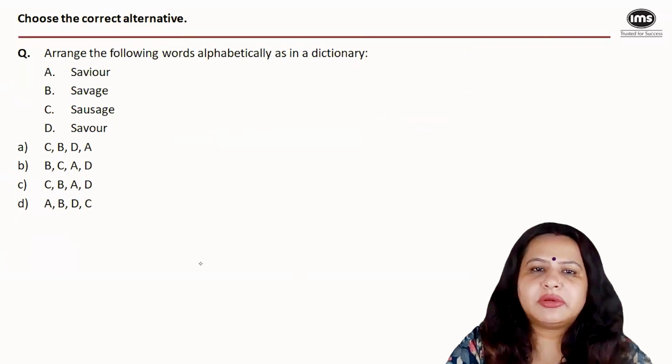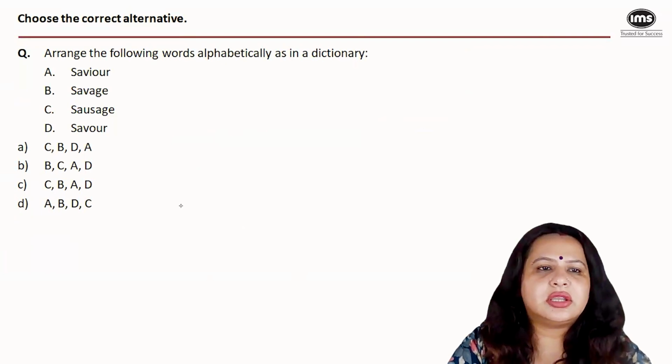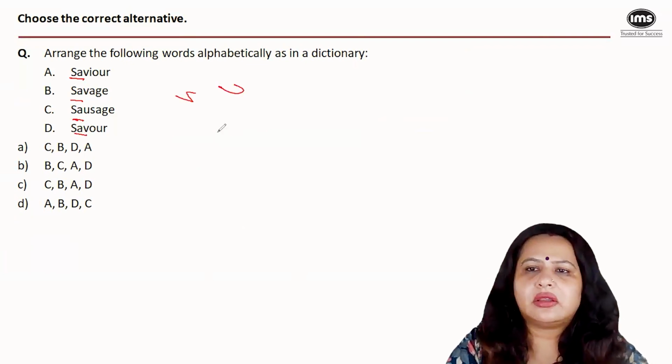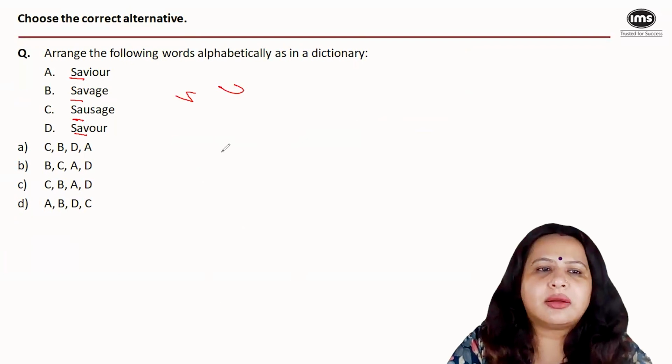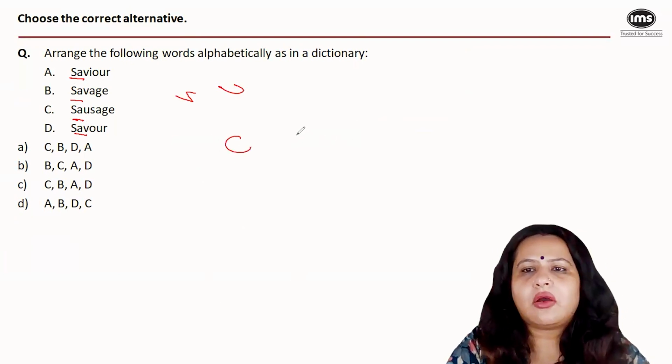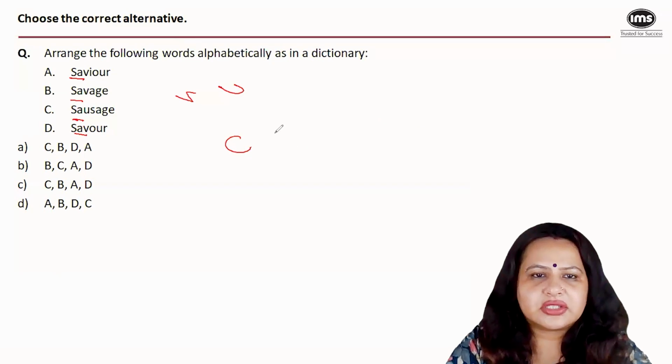Arrange the following words alphabetically as in a dictionary. So all the words are starting with SA. The third alphabet is V and U. Now we know that in the alphabetical order, U comes first. So clearly C will be the opening or the first word that will appear in the dictionary.